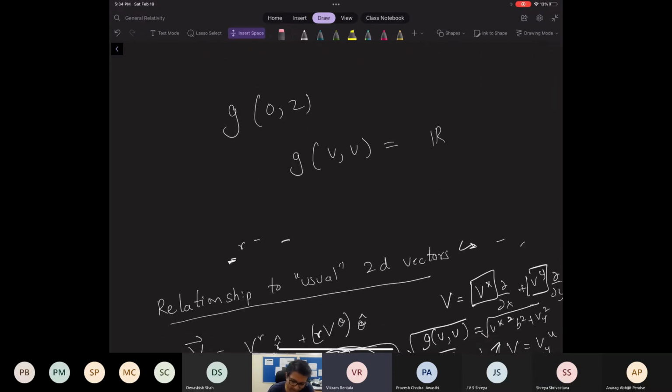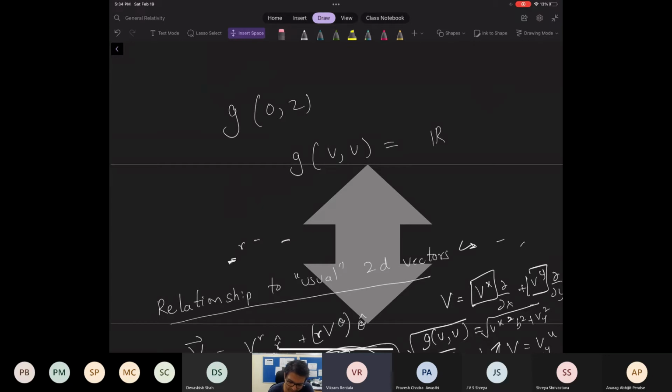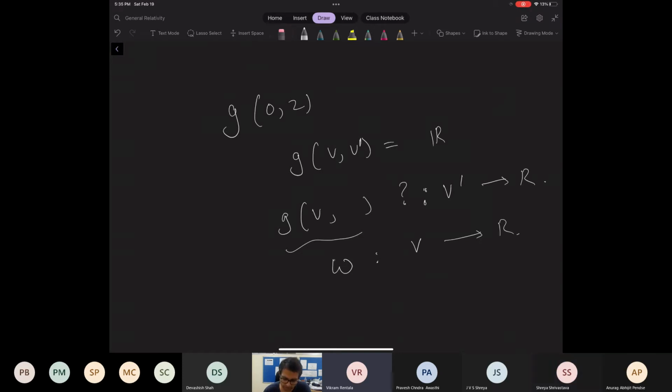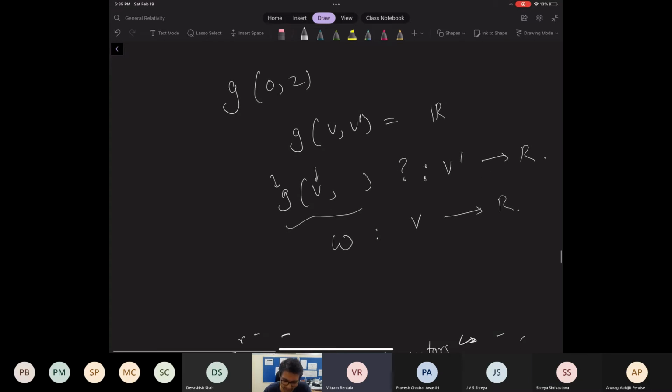If you now think about the action of G on one vector, and you ask, what is this? What does it do? It takes in a vector and maps it to real numbers. But this is exactly what dual vectors do. They take in a vector and map it to real numbers. So we use this to define an isomorphism between any vector v given a metric G. There is an isomorphism between dual vectors and vectors.